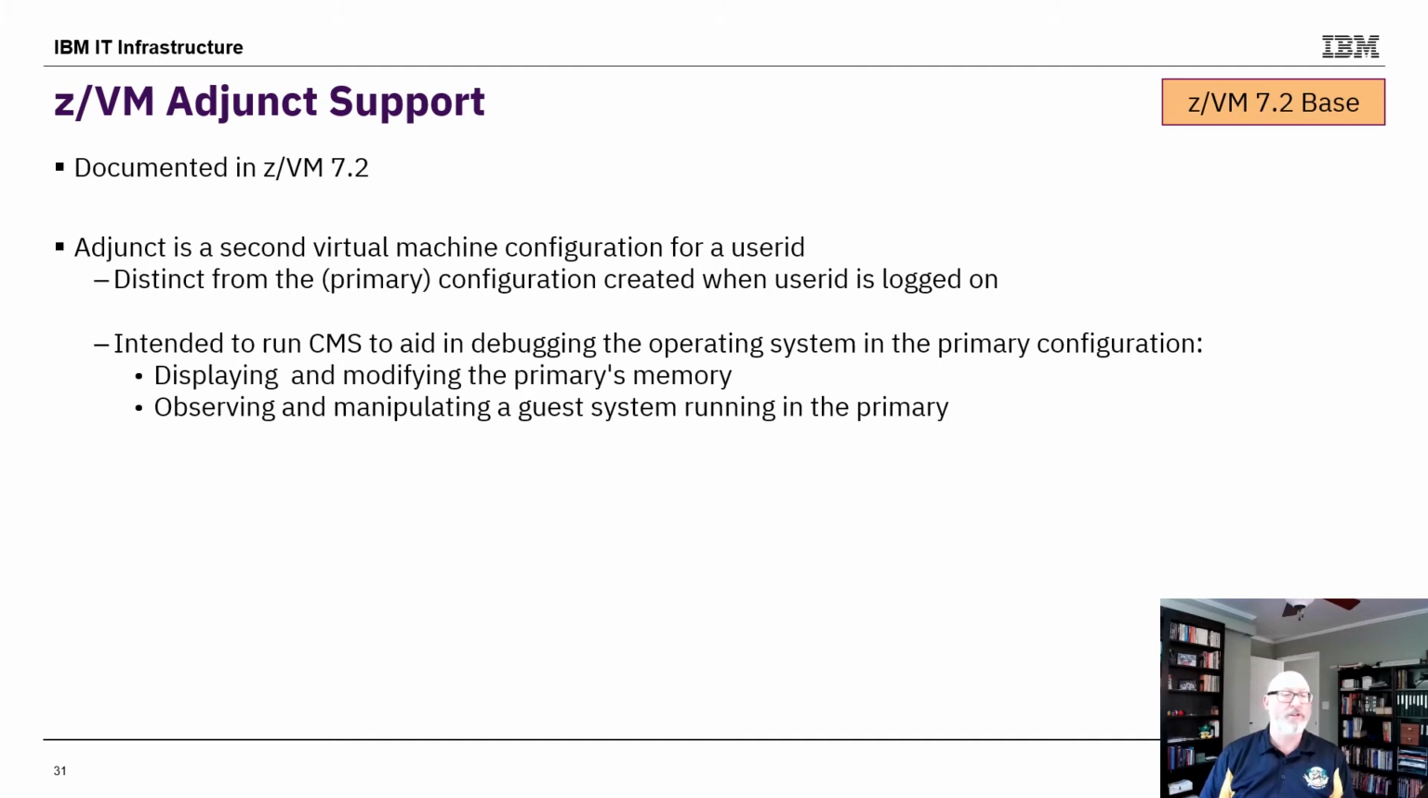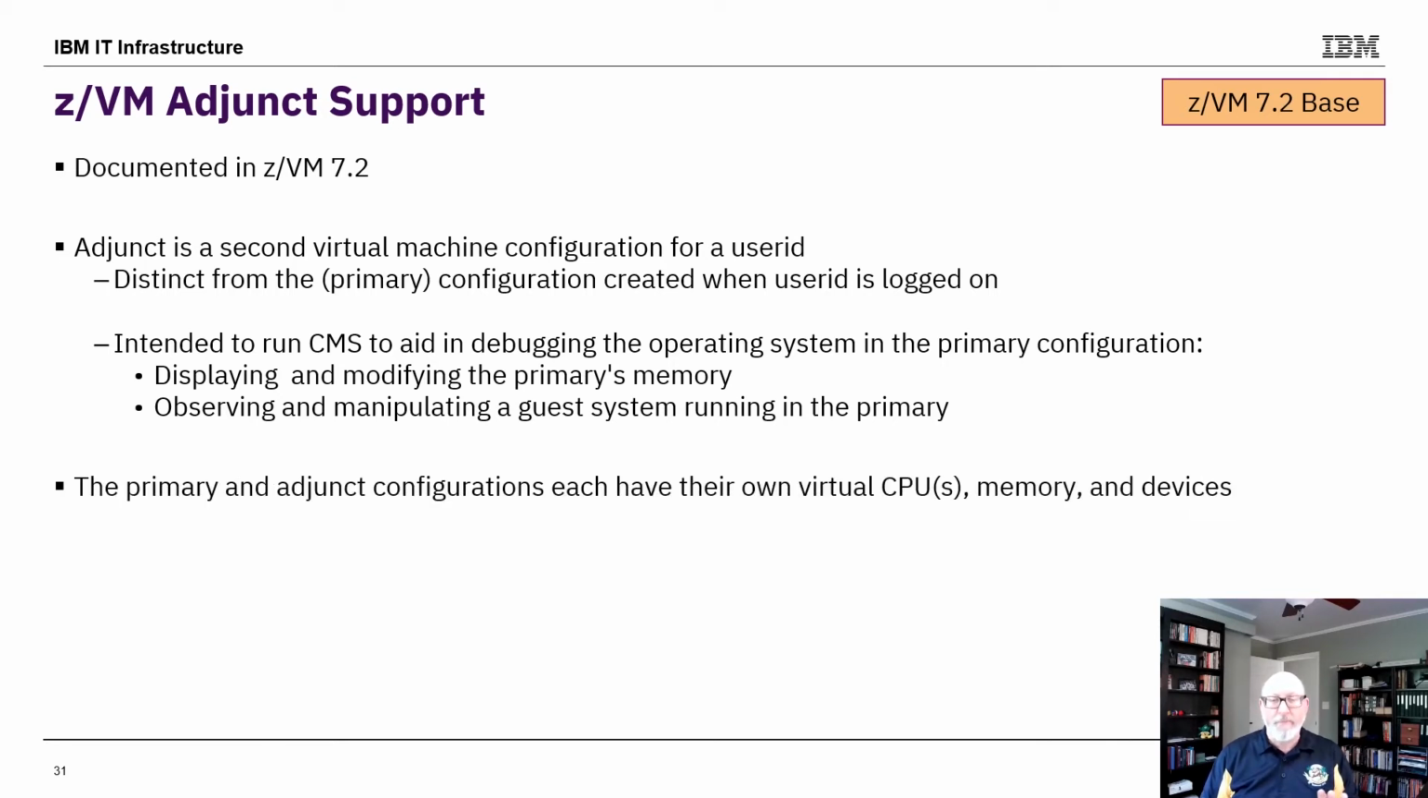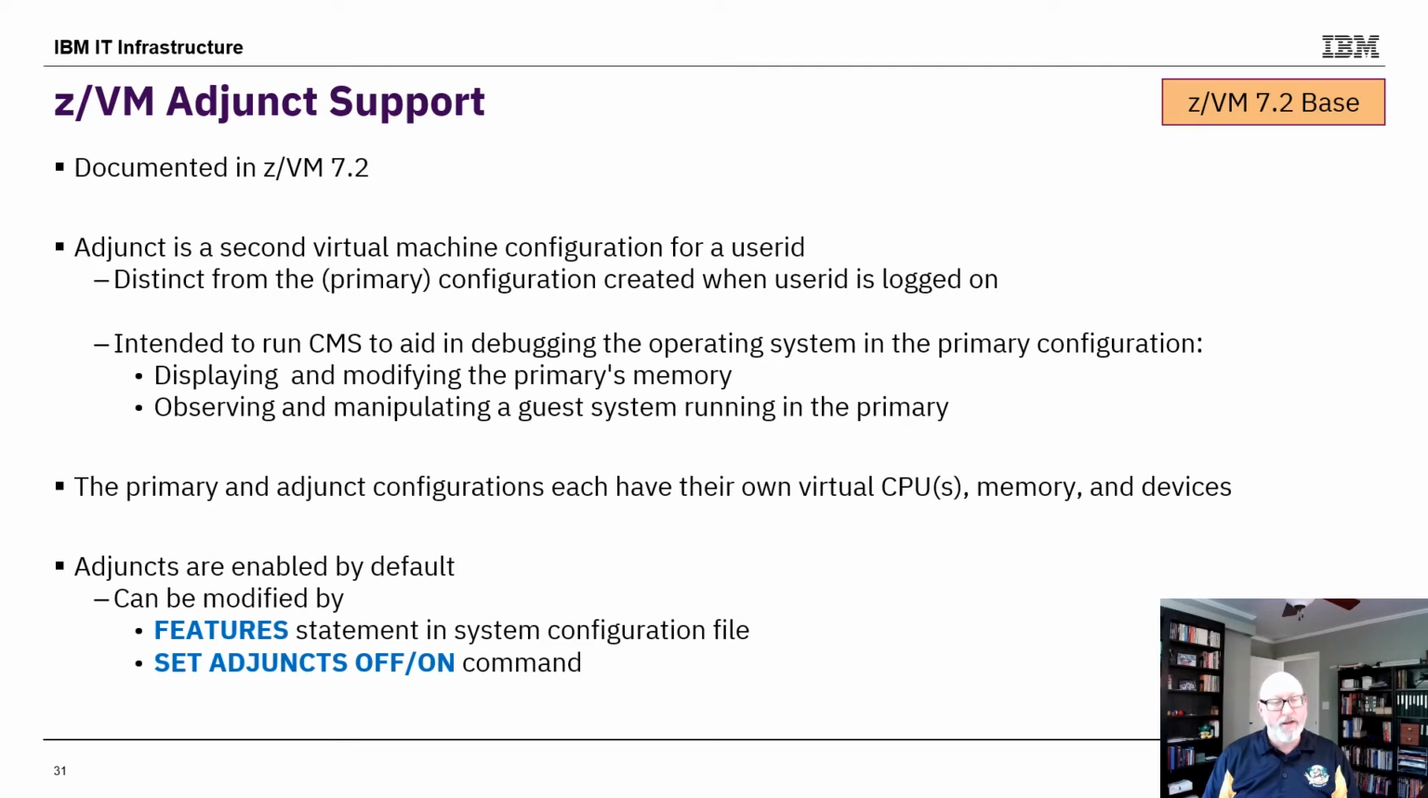But as we look at security and what we've talked about earlier, this was an undocumented interface, right? And so really the primary purpose here was to make sure that everything that we provide is documented. So in a way, I could have put this in the security section. For various reasons, I chose to put it under here in RAS and usability, right? So they each have their own virtual CPUs, memory, and devices, so they can do different things and kind of run independently, but still be connected in the same machine. You'll need to do some things to enable this. Make sure in the feature statement and the config file, and or SET ADJUNCTS OFF and ON handles that.